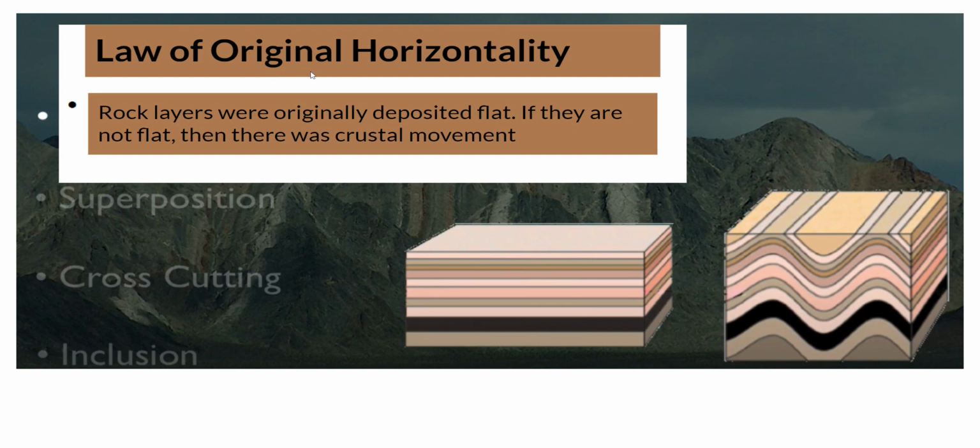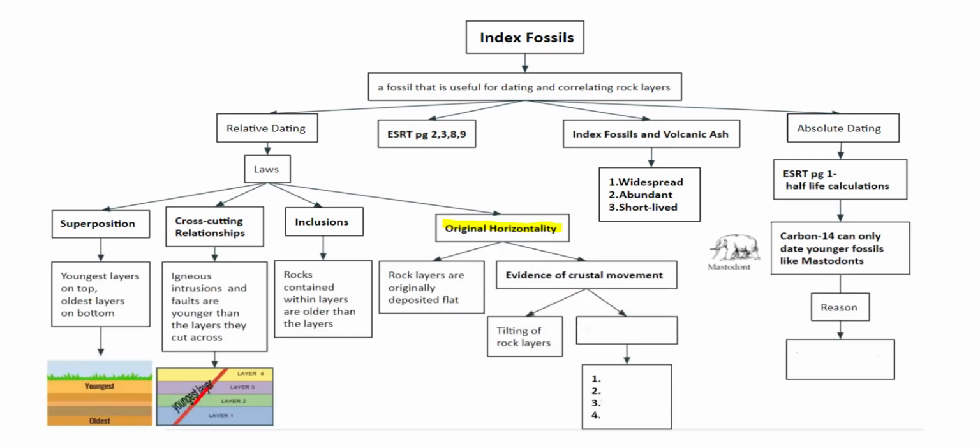Law of original horizontality. Let's write that down. Pause this video. The law of original horizontality: rock layers are originally deposited flat. So these are our four relative dating laws. These laws help us figure out how old rock layers are and how old things found in rock layers are. Please make sure you remember these laws. And that's it for this video. Bye.